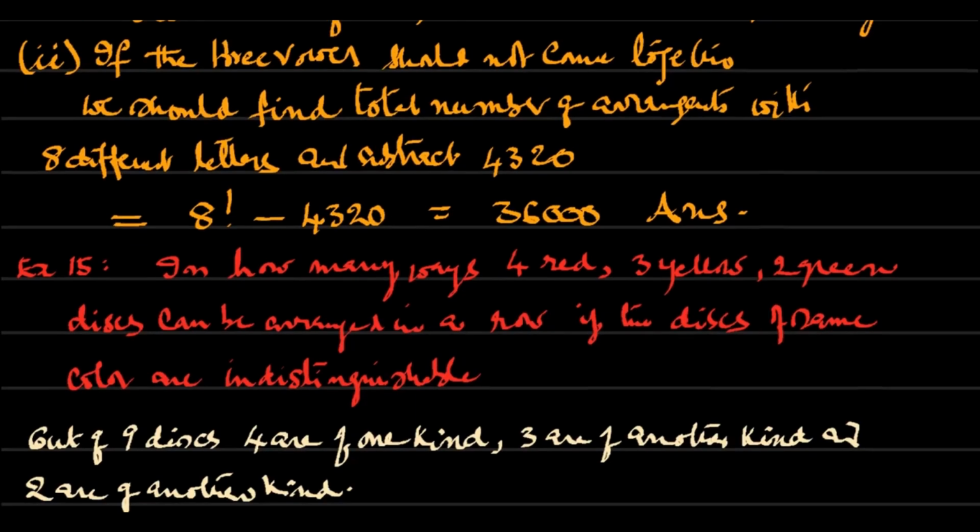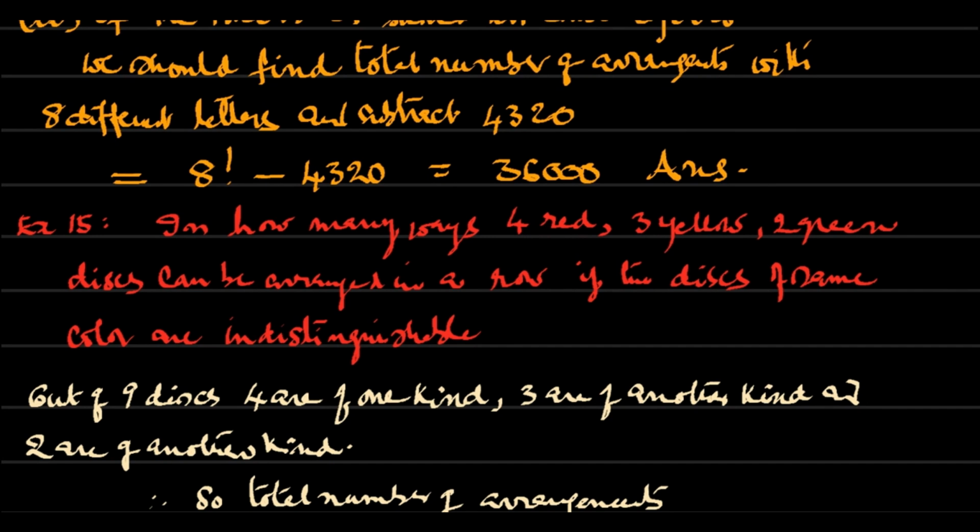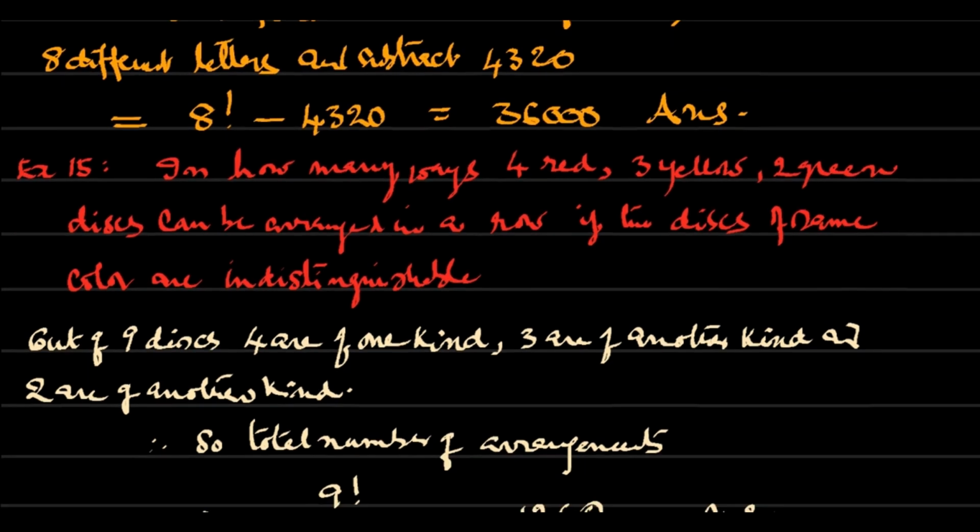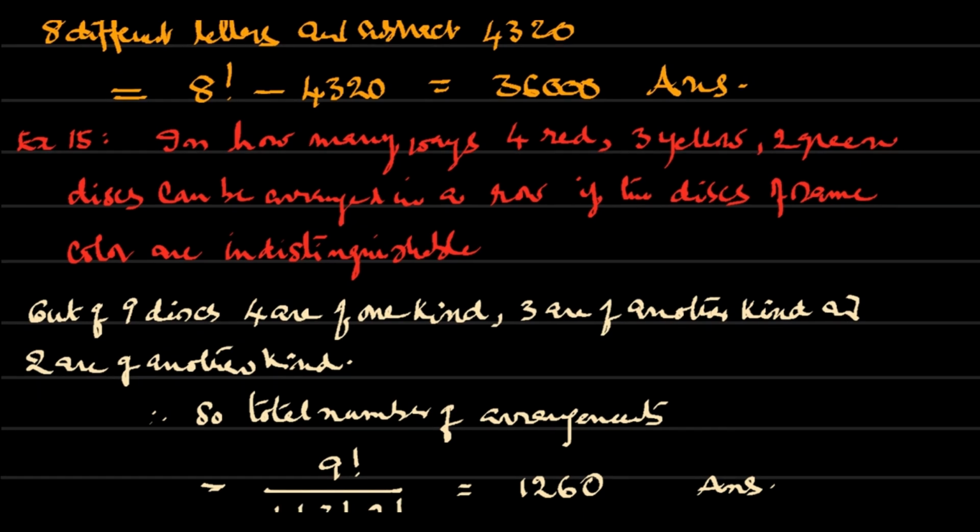Example 15. In how many ways can 4 red, 3 yellow, 2 green discs be arranged in a row if the discs of the same color are indistinguishable? That means all 3 yellow balls are the same type, 4 red are the same type, 2 green are the same type. That is the meaning of indistinguishable. Nobody can distinguish between one green ball and another green ball. They are lookalikes, same thing.